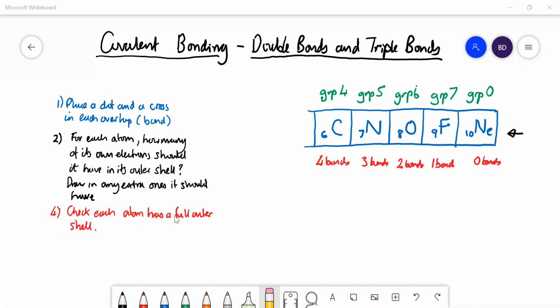Now, in a single bond, two atoms share one pair of electrons. In a double bond, they share two pairs, so 4 electrons altogether. In a triple, they share 6 electrons, 3 pairs. Now, in the previous video, we established that carbon, anything in group 4, forms 4 bonds.